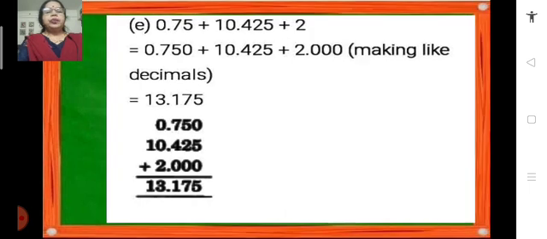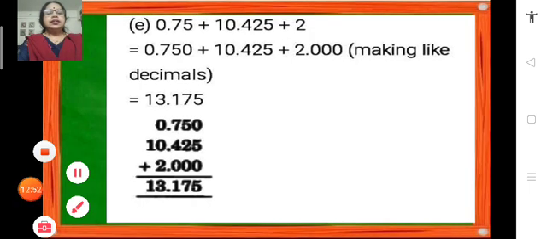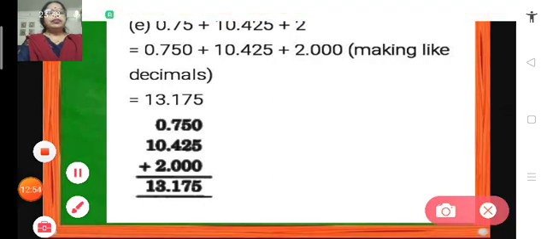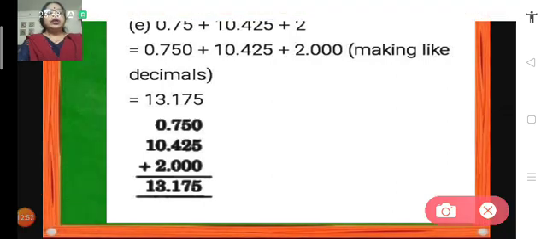Next, E: 0.75 plus 10.425 plus 2. So we have 3 decimal places, which is the maximum. So for the other numbers also we will add zeros, so that all these decimals become like decimals. So 0.75 will be written as 0.750. Then we have 10.425, and 2 we will write as 2.000.